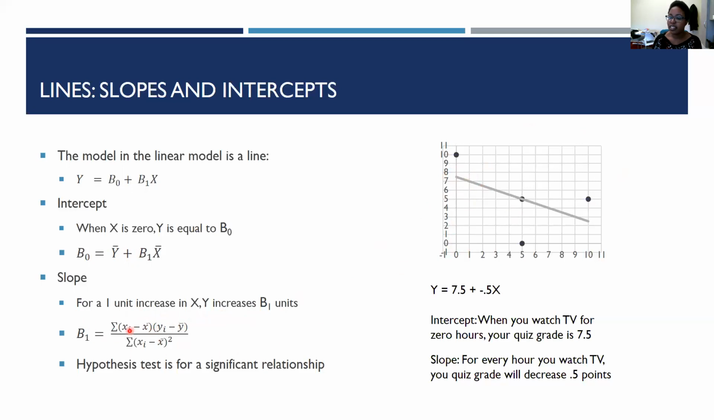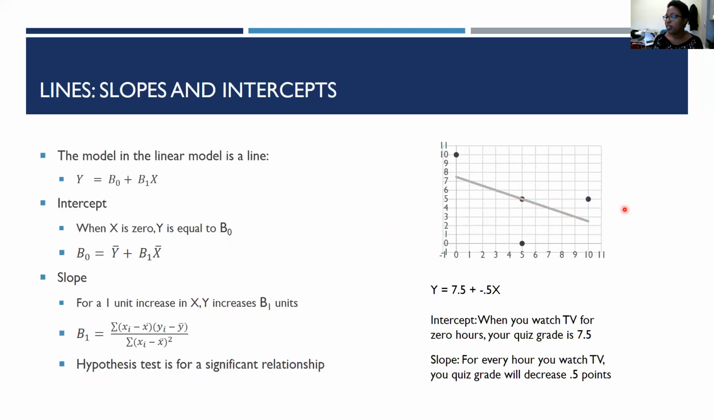We calculate it by using the distances of each x value from the mean of x and each y value from the mean of y, multiply those together, and then divide by our squared errors for x. So we are looking for what is the change in x based on the change in y, and we can do a hypothesis test on this slope, and it's basically to tell us whether this slope is significantly different from no relationship or a flat line.